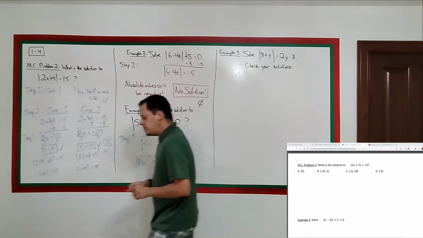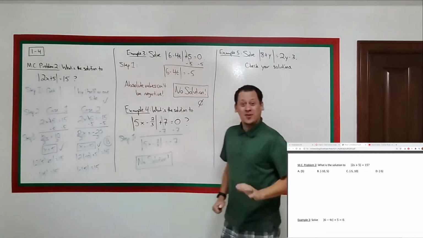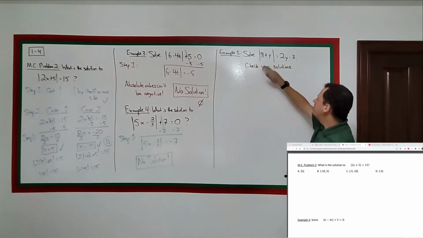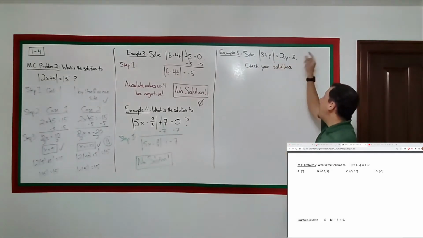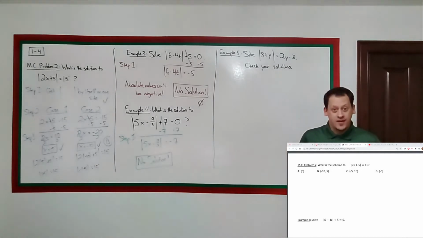Okay. So, last example. Last one of this video. Example 5, we want to solve the absolute value of 8 plus y equals 2y minus 3. And it even tells us to check our solutions when we're done. So, let's try this out.